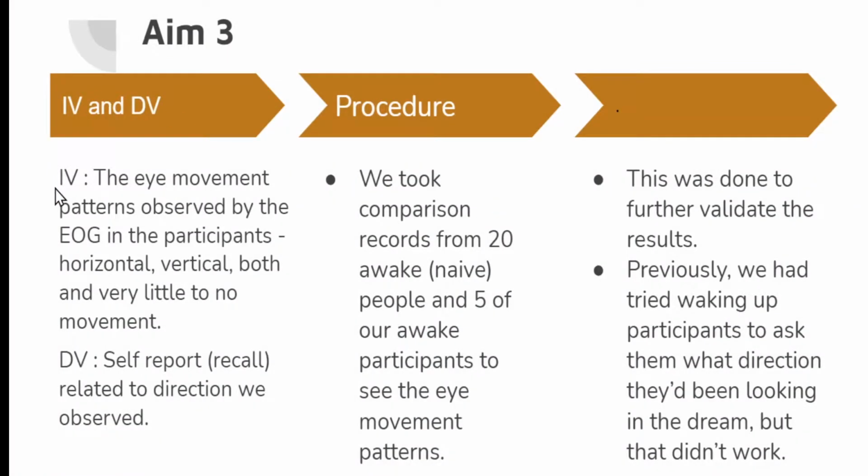So the independent variable for this aim is the eye movement patterns that were observed. There were mainly four. They were mainly horizontal line movements, so left to right, mainly vertical, so up and down, both, and very little to no movement. The dependent variable is self-report, so the dream recall that the participant narrated to us, and then we related those with awake participants. Again, these four conditions of the IV are natural or true IVs, as in, we are in no position to manipulate them, we can simply observe their effects.